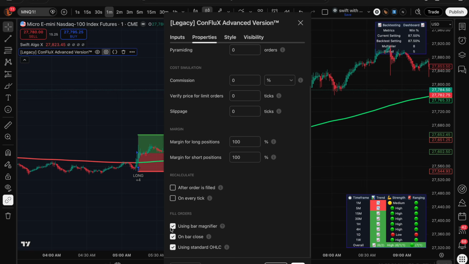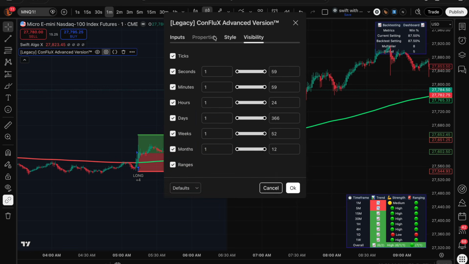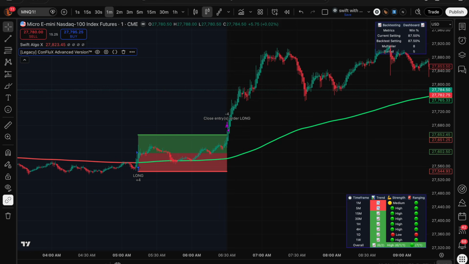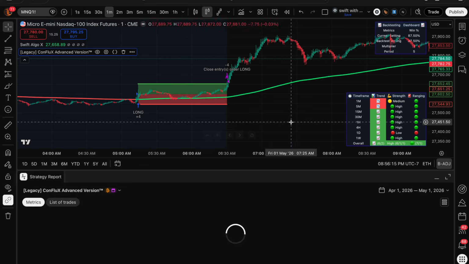Properties, I do check all 3, and if you're using Heikin Ashi, you do have to have this checked so the strategy report can be more accurate. And you see bar magnifier, this is only available on the premium plan. And then I usually uncheck that. That's really all I do with the Conflux Advanced version. So if you look at the strategy report, give it a few seconds to load.